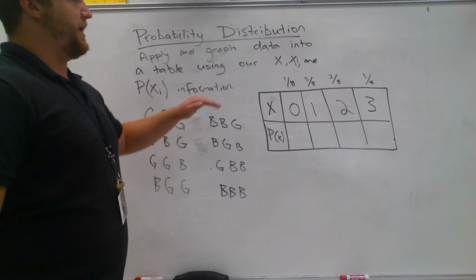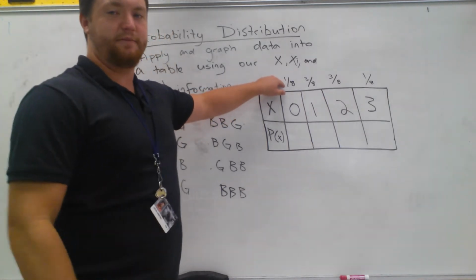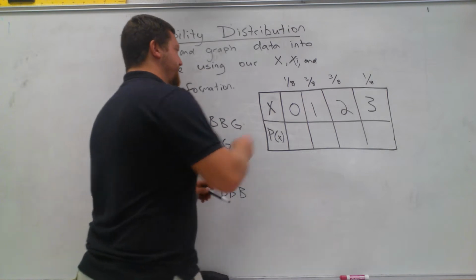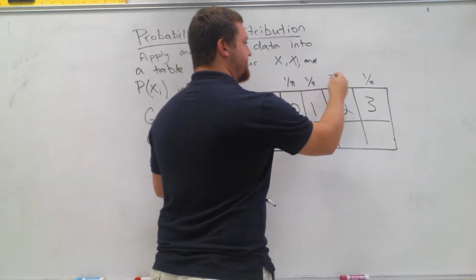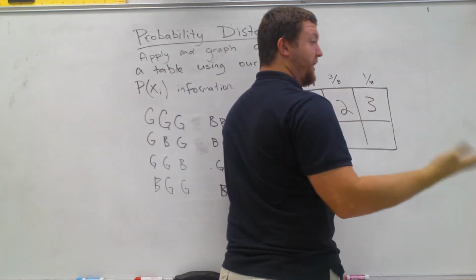Now, remember my little box I drew underneath the discrete random variable? I said that my probabilities have to add up to 1. So let's see how that works. 1/8 plus 3/8 is 4/8. Plus 3 more is 7/8. Plus 1 more is 8/8, which is 1.